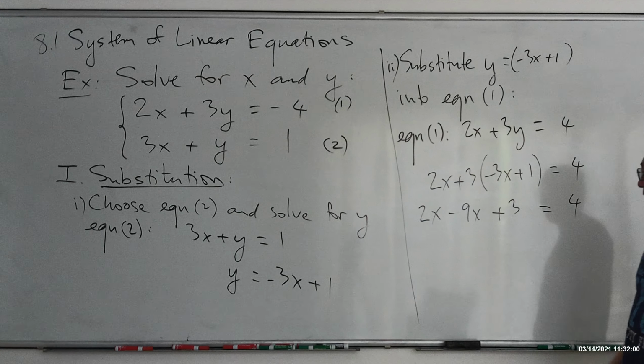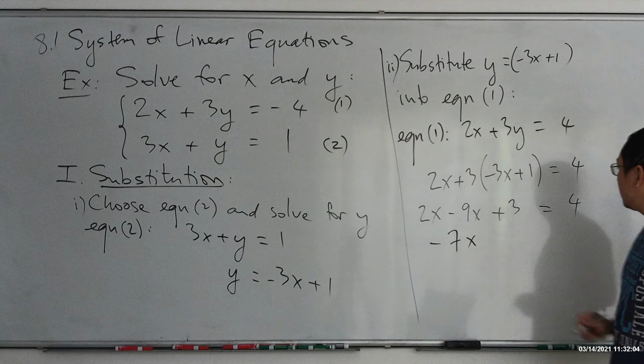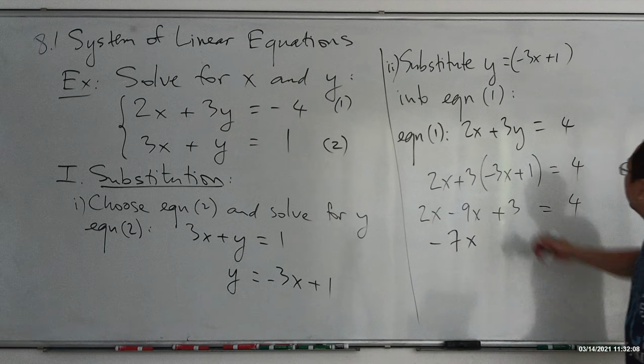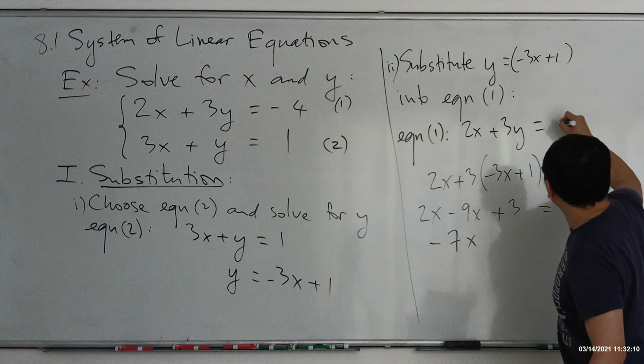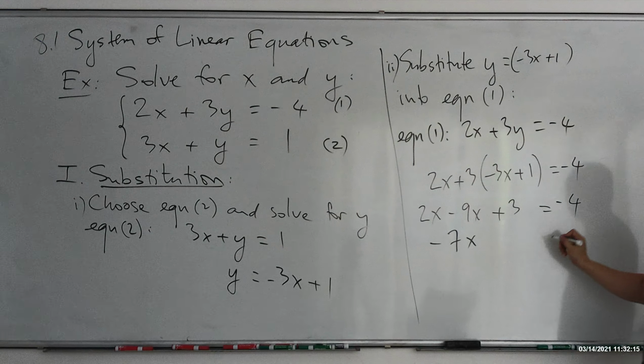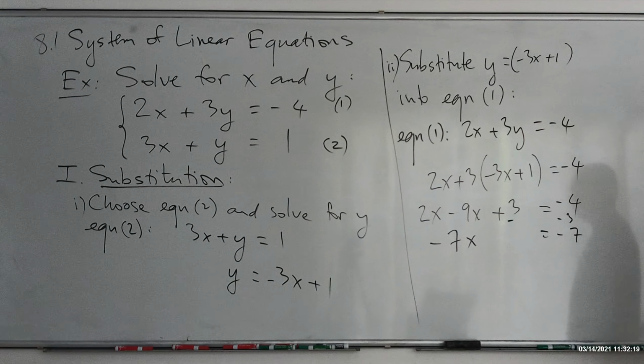Okay? Now combine the like terms. I got negative 7x plus 3, equal to -4. I got to copy it right. Okay. Now I'm going to subtract the 3 on both sides. Subtract the 3, it is equal to -7.